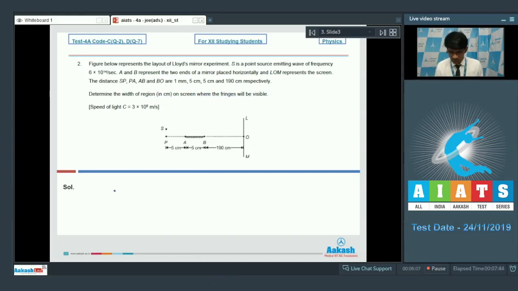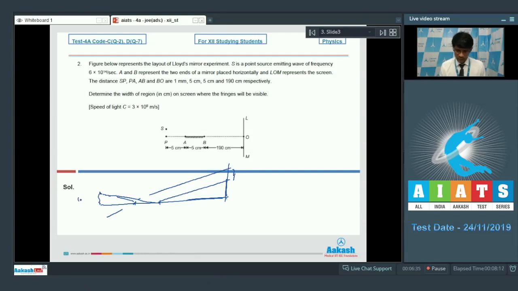We shall have the small diagram here. Just by looking at the diagram, perhaps we may be able to find out how much distance on the screen the fringes will be formed. Well, this will be the reflected ray from this point, and for this point, this will be the reflected ray. We need to find this distance. Here, this distance is 1 mm. This distance is 5 centimeter. This is also 5 centimeter, and this is 190 centimeter.